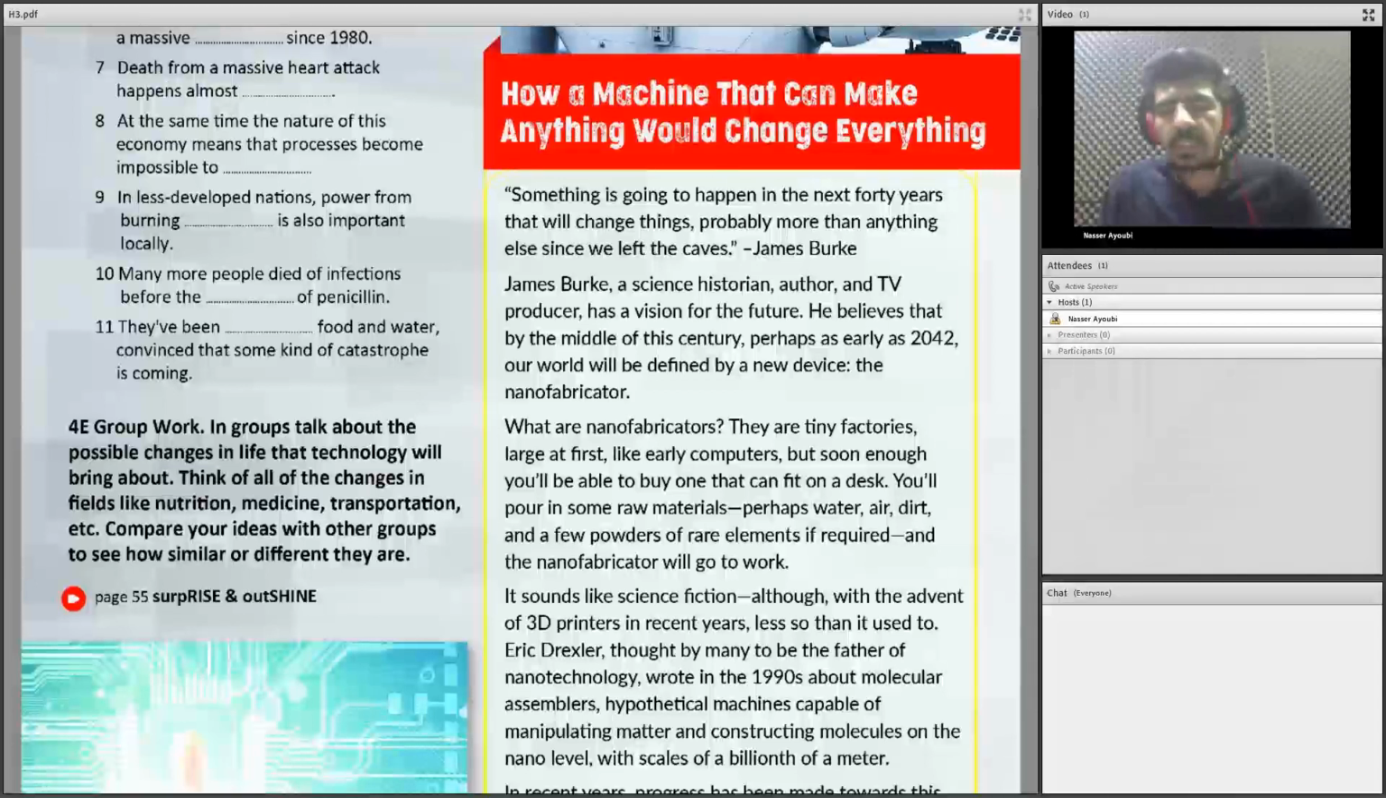So it sounds like science fiction. At the moment, when we are talking about nanofabricators, it sounds like something imaginary, something fictional. But with the advent of, with the coming of, with the emergence of, with the invention of 3D printers in recent years, nanofabricators sound less like science fiction than they used to.